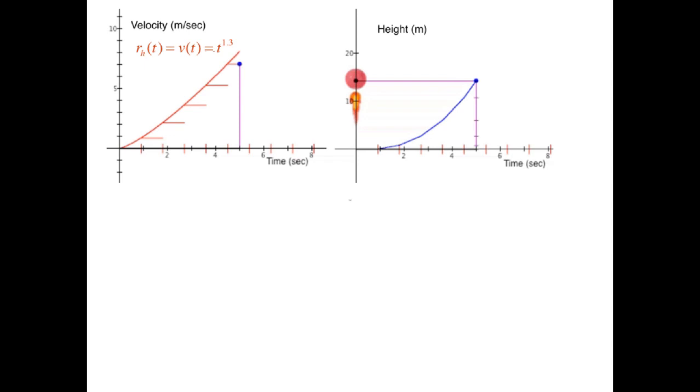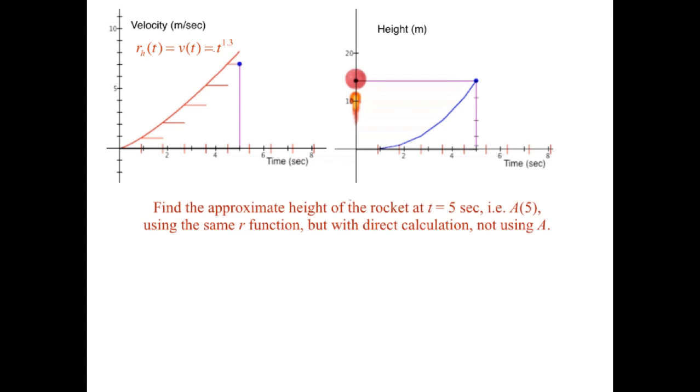Okay, so the original rate function, I'll call it r sub h of t, or what we said v of t, is actually t to the 1.3. So we may need that here in a little bit. All right, so what I want to do is find the approximate height of the rocket using the rate function you just sketched, A of 5, using the same rate function, but with direct calculation, not using A. So I don't want to build the whole thing. We've done that before, right?